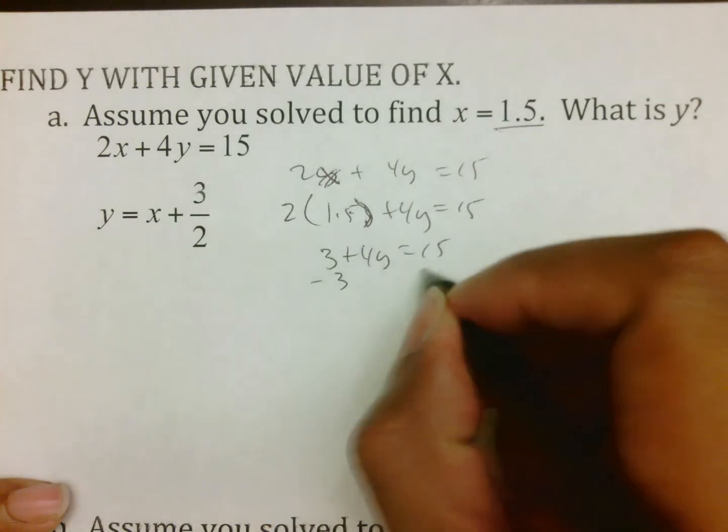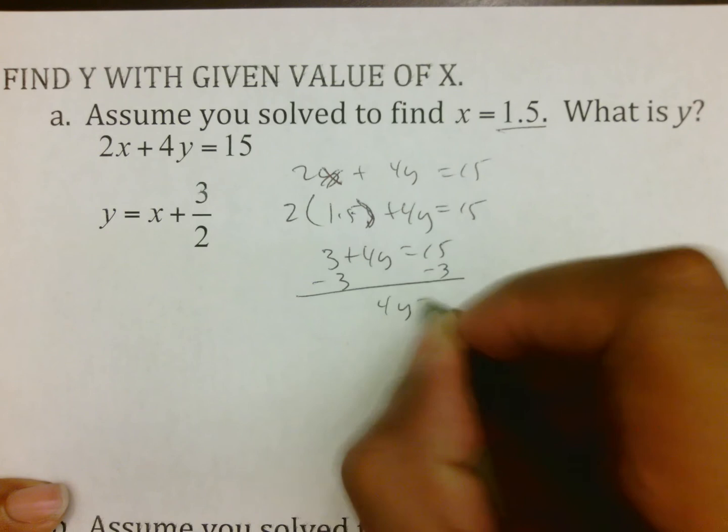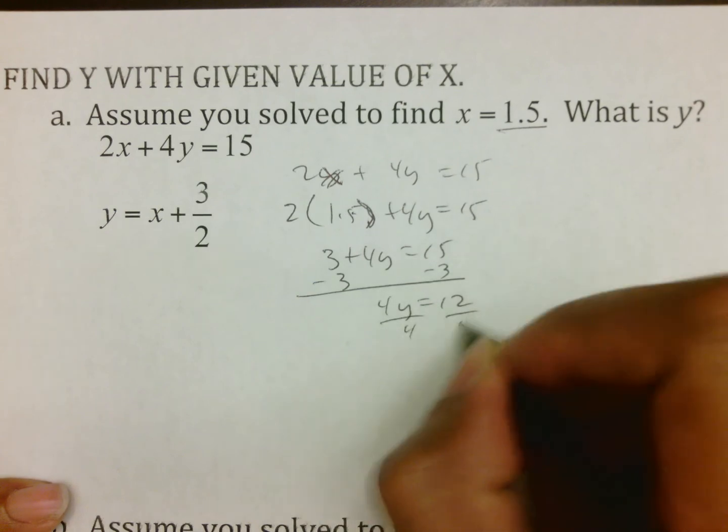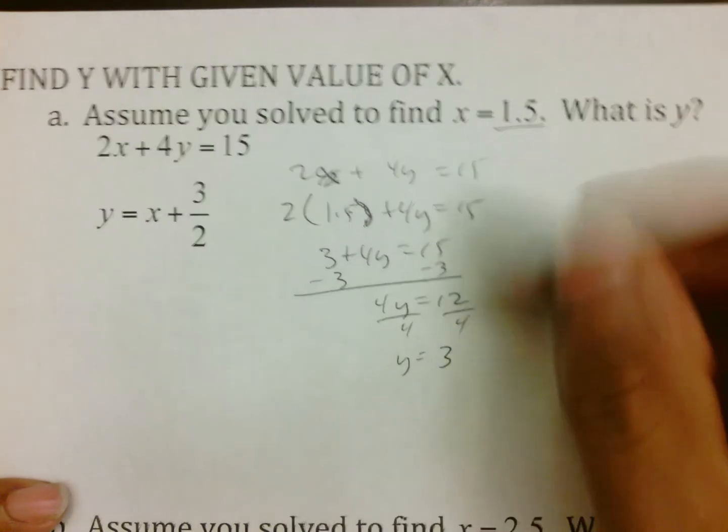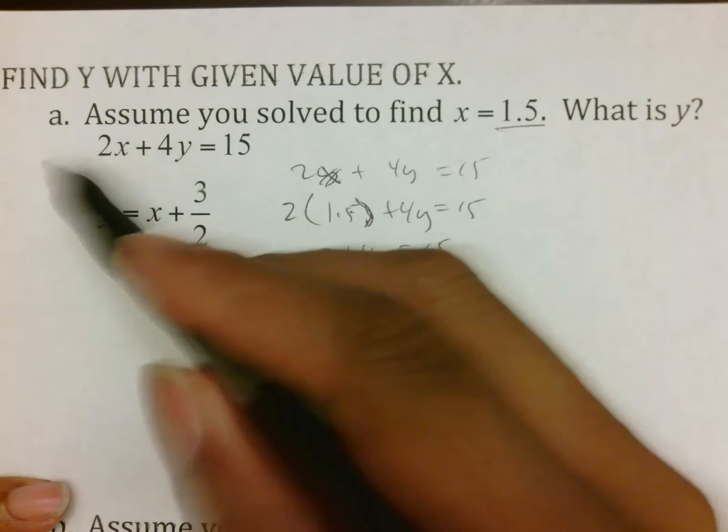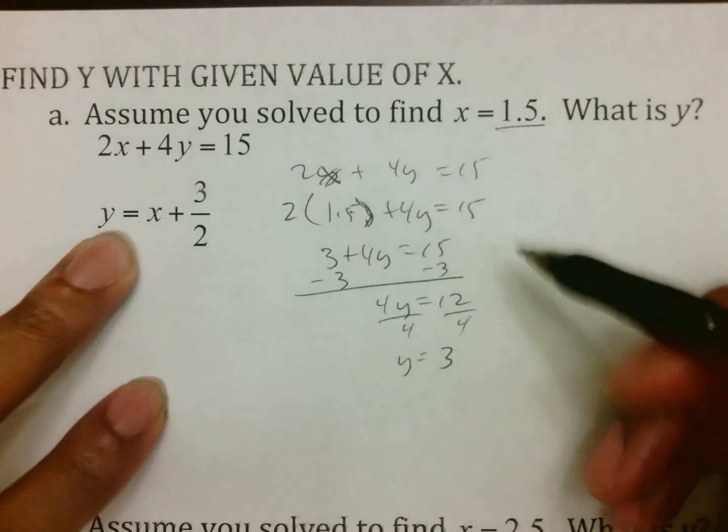I then have to subtract 3. I bring down 4y equals 12. I then have to divide by 4 to get y equals 3. That is if I choose the equation that doesn't have the variable alone. Now look how much work it is over here.